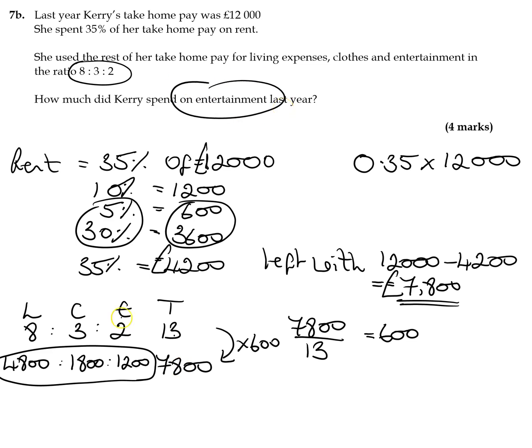So entertainment is this one here. Then don't forget to write down your answer. So entertainment is £1,200, or she spent £1,200 on entertainment.